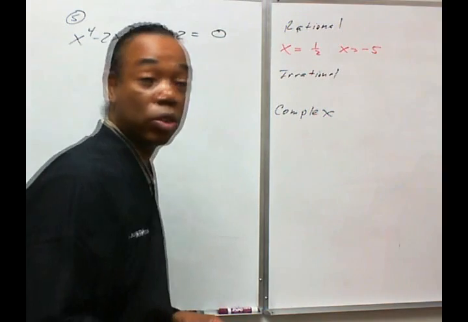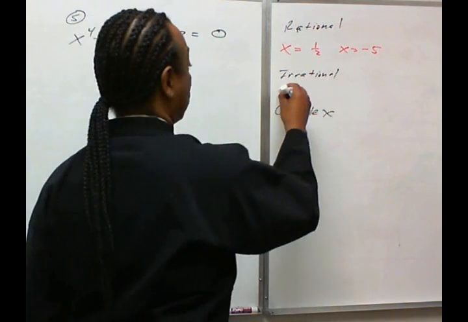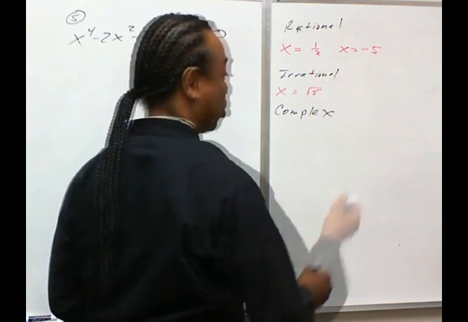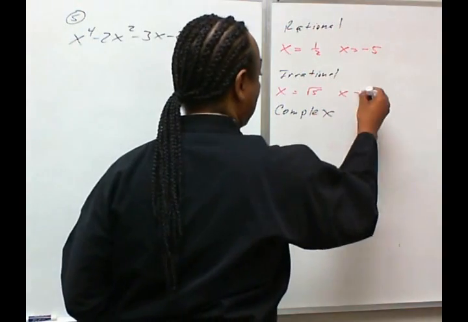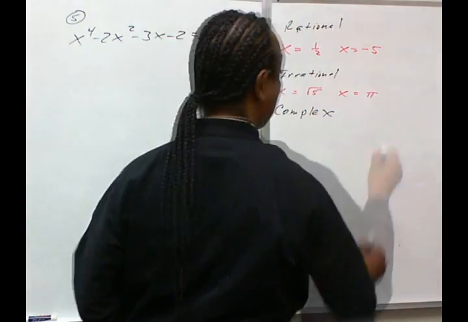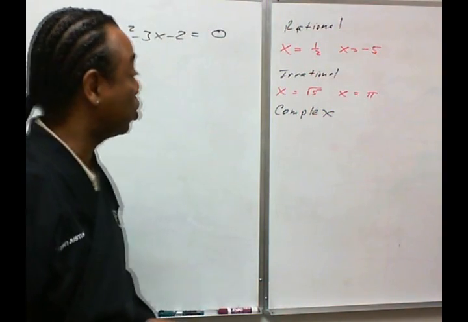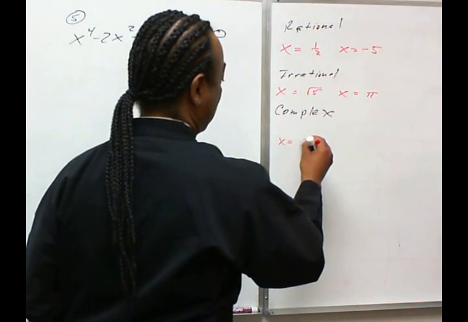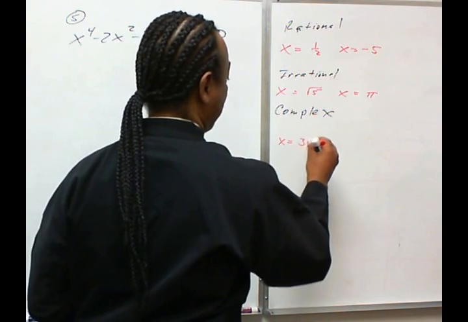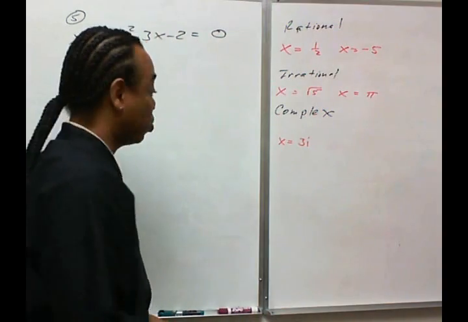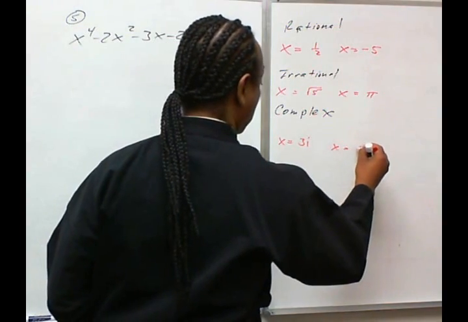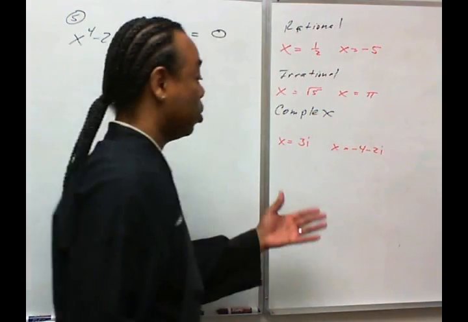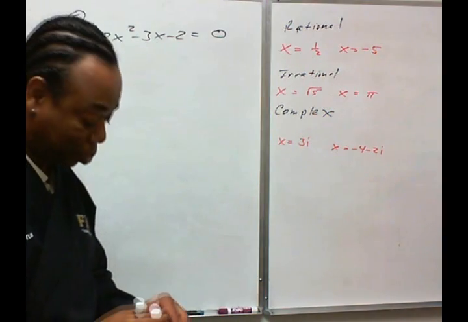Those are rational solutions. Irrational solutions could be x equals the square root of 5. Or, in some cases, I guess you can also get x equals pi. Those are irrational solutions. Complex, you get something like this: x equals, let's say, 3i. Okay, that would be complex. Or maybe even x equals -4 minus 2i. That's another complex solution.